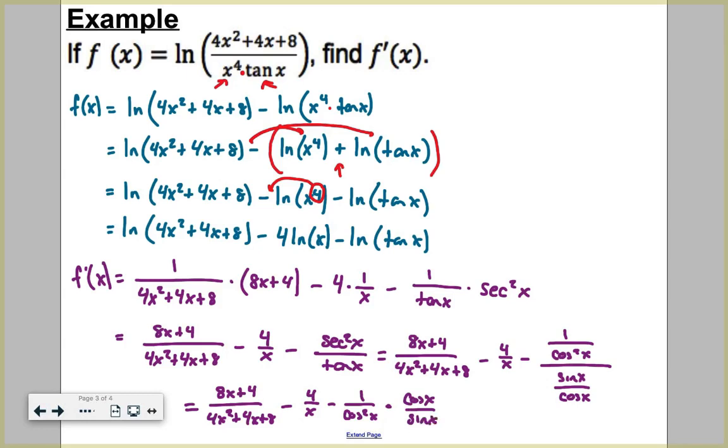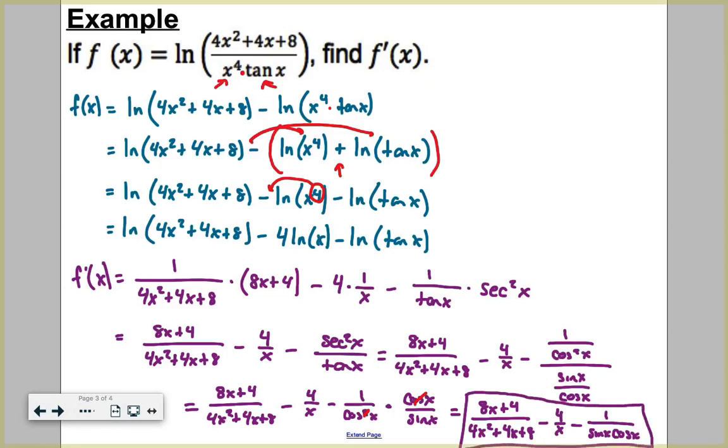And from here we can see that one of the cosines in the denominator will cancel out with the cosine in the numerator, leaving us with the simplified form of 8x plus 4 all over 4x squared plus 4x plus 8 minus 4 over x minus 1 over sine of x times cosine of x. And you could have written cosine of x times sine of x, because remember, multiplication is commutative, so with multiplication, order doesn't matter. And there is our final solution.